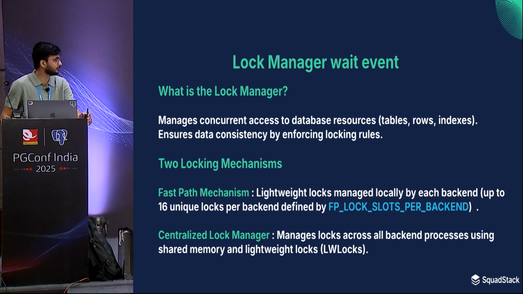So Postgres has a feature called the fast path mechanism. When a connection is established, it creates slots, basically 16 slots, defined by FP lock slots per backend. So it will not go to the central lock manager for lock management, and does it on the same connection itself.